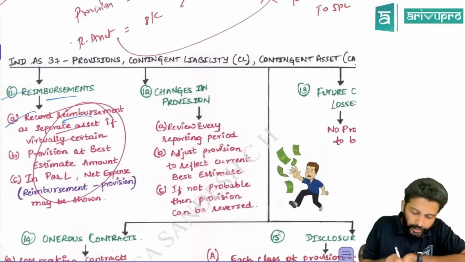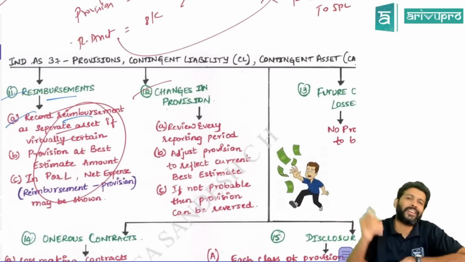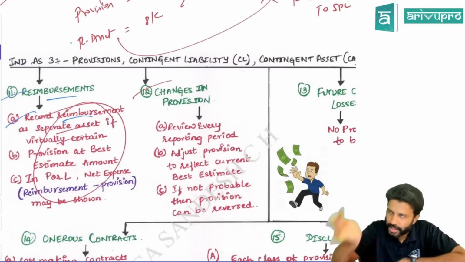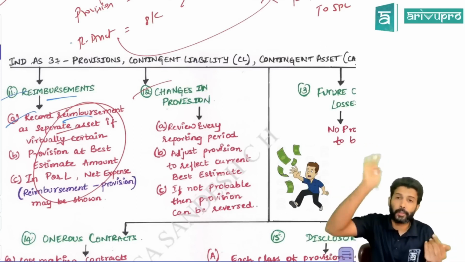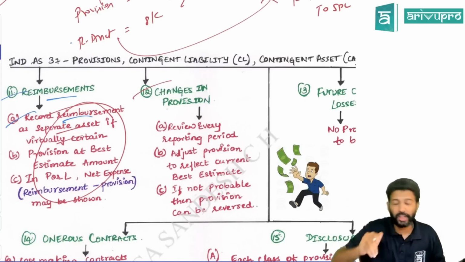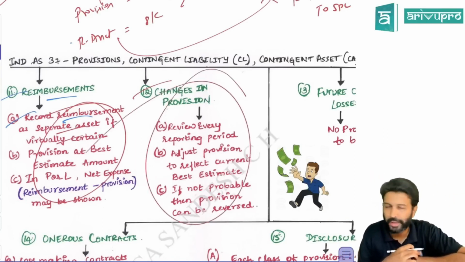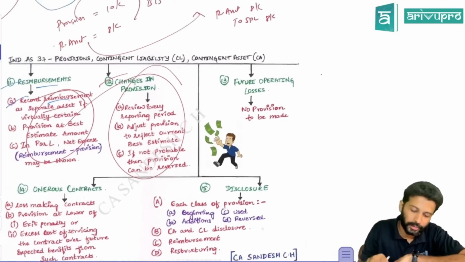Okay. All right. Changes in provision. So provision is an estimate. Estimate is based on certain facts, conditions and circumstances. If those circumstances change, you can revise the provision. You can increase the provision. You can decrease the provision. You can reverse the provision. From provision, it may become contingent liability, or from contingent liability, it may become provision. All permutation combinations are acceptable, and accordingly, you can change your accounting entries. The amount of provision basically can be changed. That's what I'm calling out here.